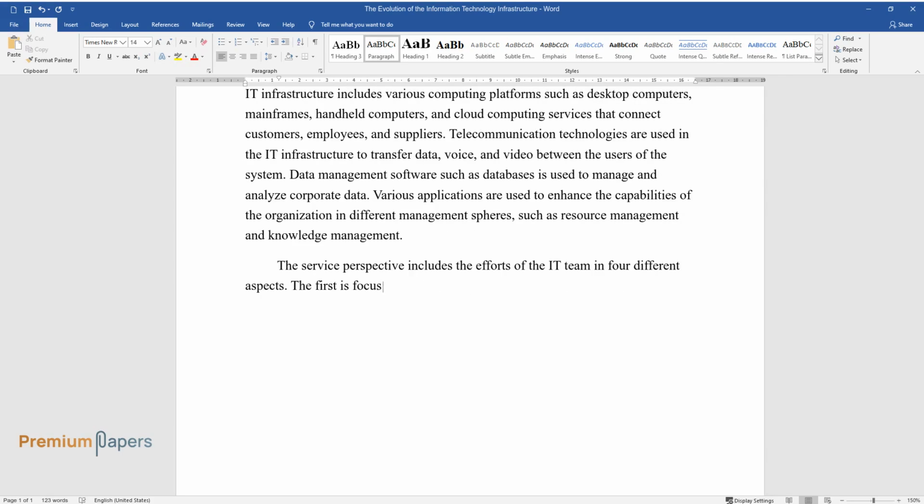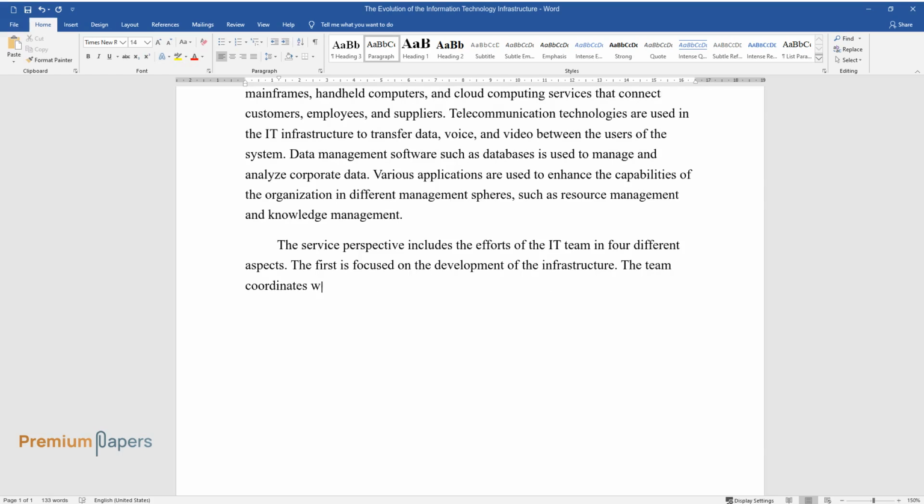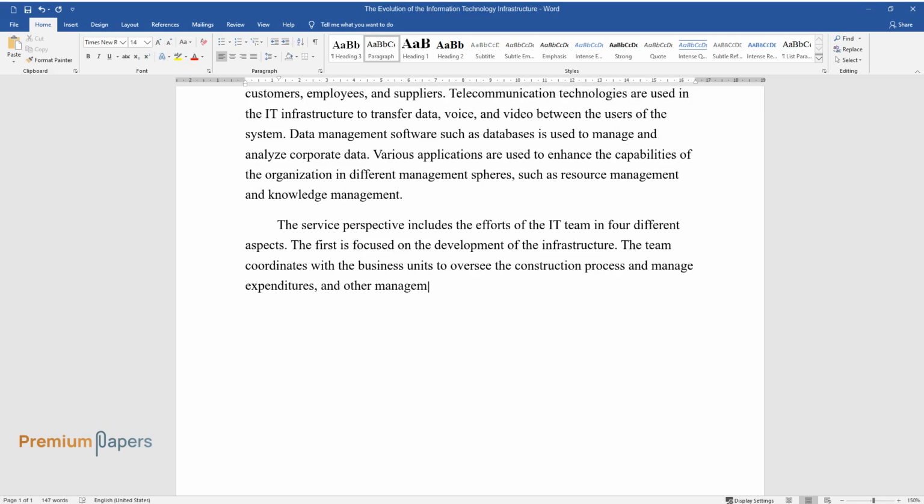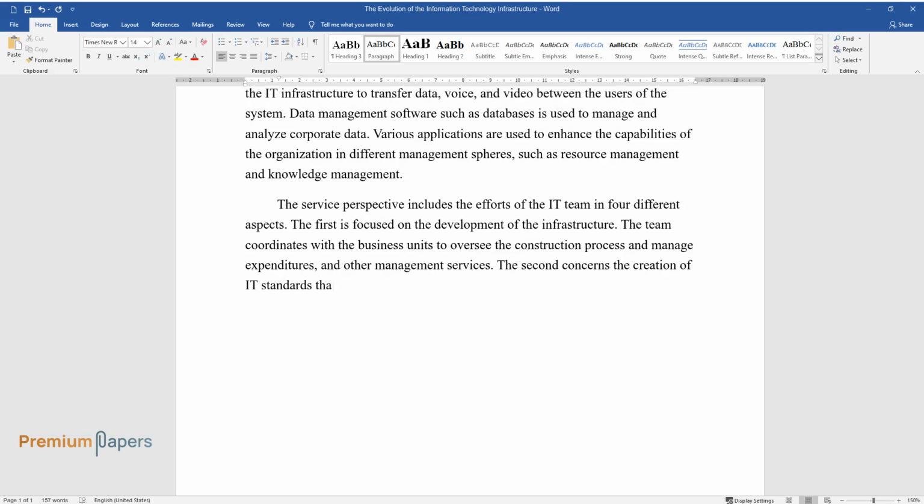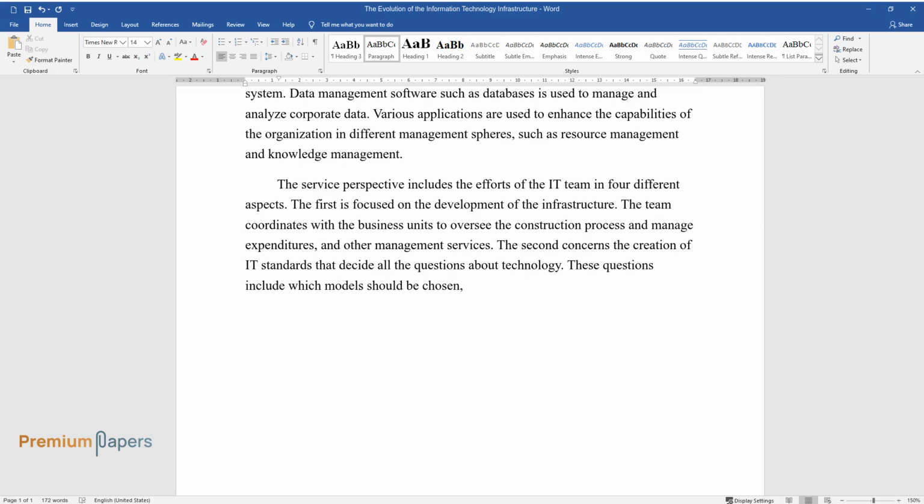The first is focused on the development of the infrastructure. The team coordinates with the business units to oversee the construction process and manage expenditures, and other management services. The second concerns the creation of IT standards that decide all the questions about technology. These questions include which models should be chosen, how they should be used, and in what situations.